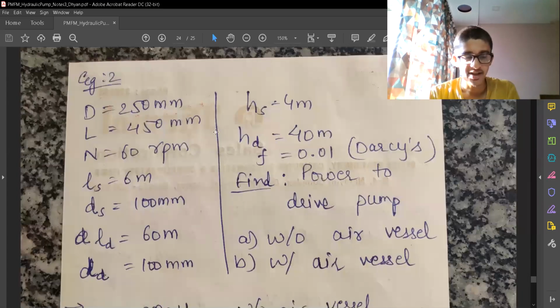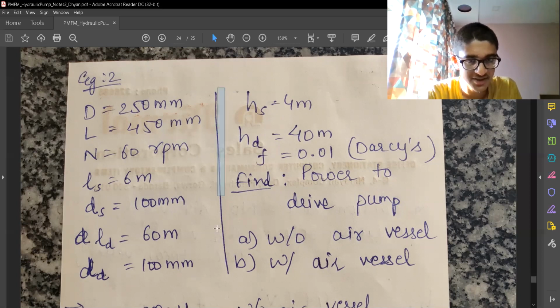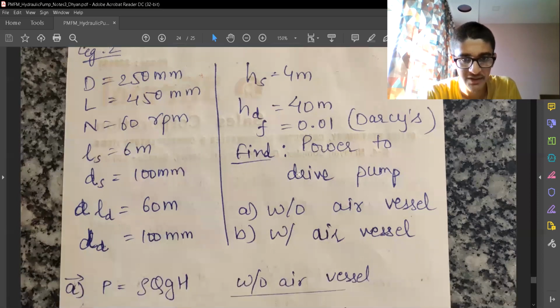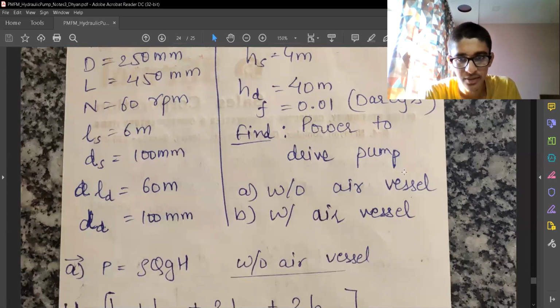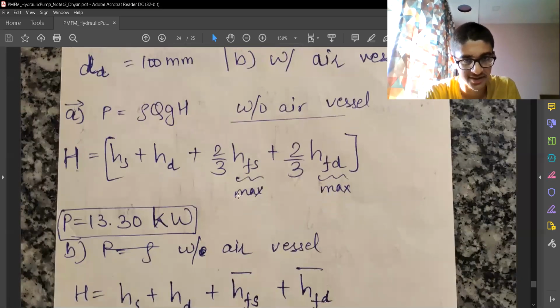Now let's come to the second question. This is also very interesting. We are given the diameter of the cylinder, stroke length, speed, LS, DS, LD, DD. These are all the system characteristics; we can easily measure them. The suction head is given, the delivery head is given, the Darcy's friction coefficient is given, and we need to find the power to drive the pump with and without air vessel. We assume the air vessel is provided on both sides.